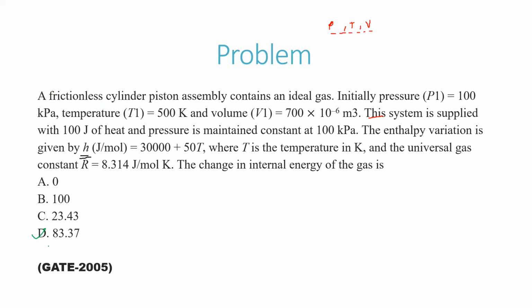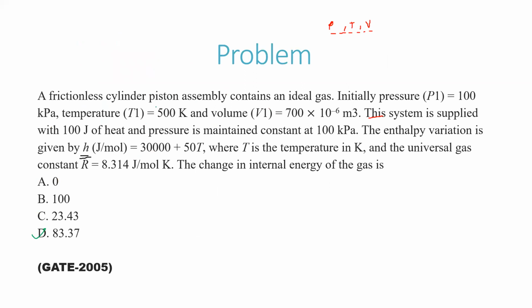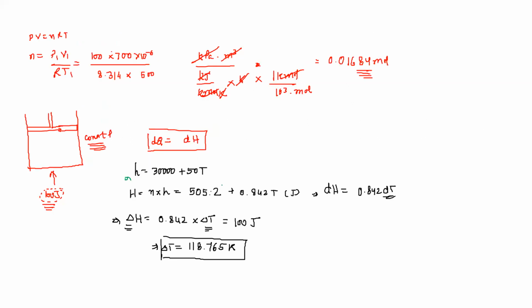All right, so hope you could solve this problem. This is a very simple problem. Just don't make it lengthy. What some people might do is calculate H first, then from that H, keeping the temperature value over here at 500, they calculate enthalpy in the first state. Then they add 100 to it. They calculate enthalpy in the second state.